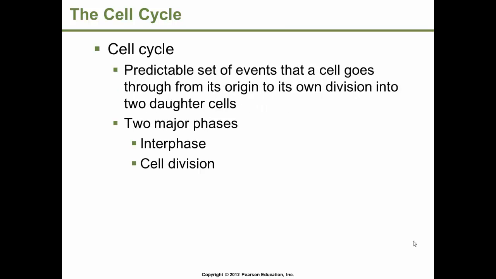The cell cycle may take 16 to 24 hours to complete, yet only about 1 hour is actually spent in cell division. The cell cycle is a predictable set of events that a cell goes through from its origin to its own division into two daughter cells. There are two major phases: interphase and cell division.